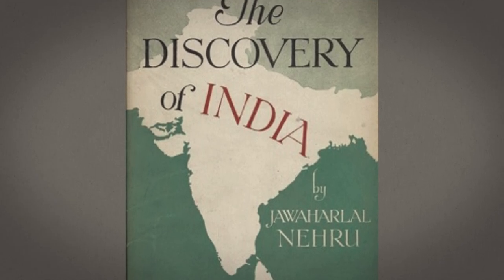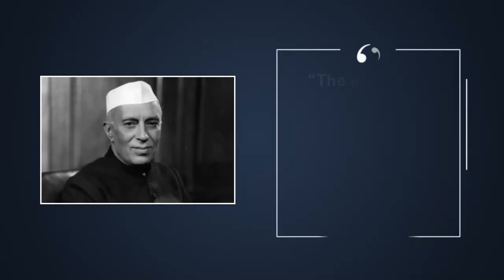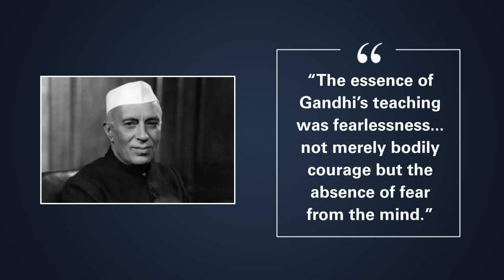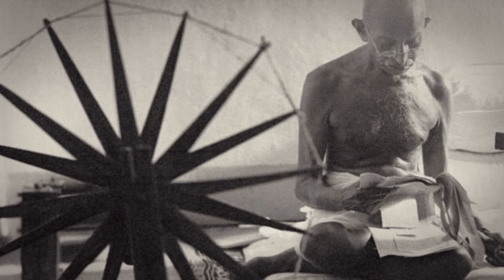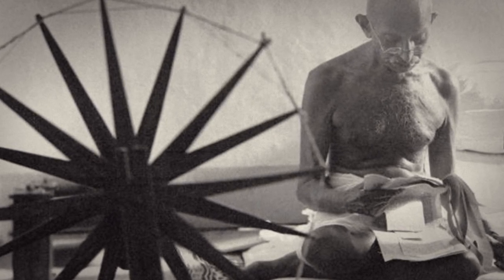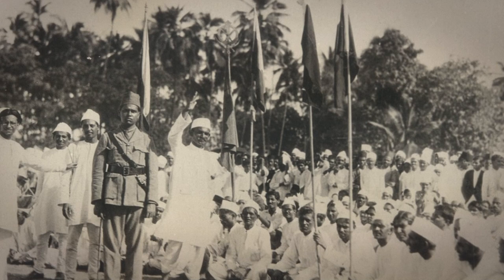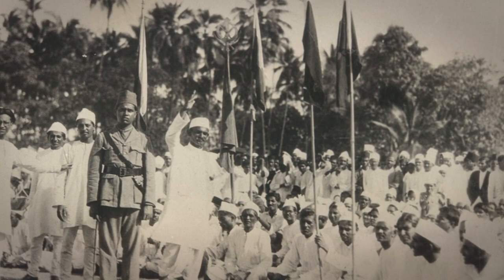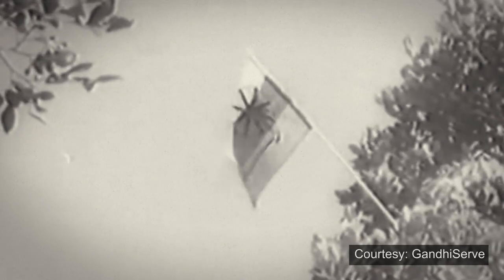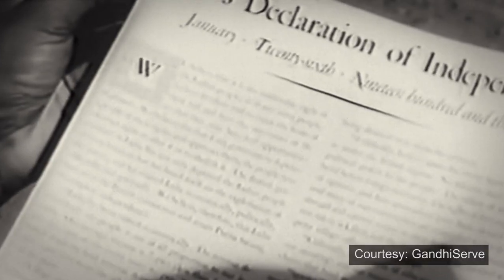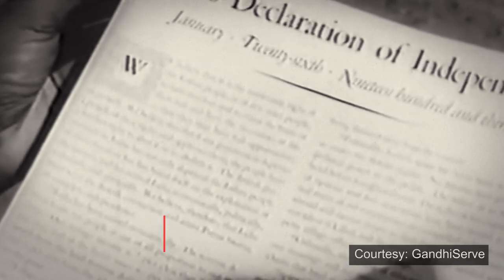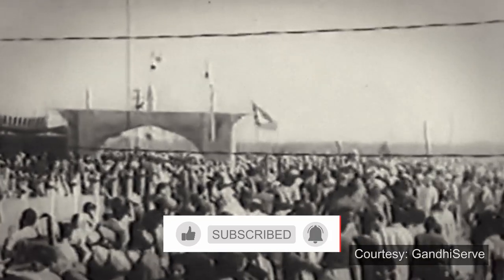As Jawaharlal Nehru would later write in his Discovery of India, the essence of Gandhi's teachings was fearlessness, not merely body courage, but the absence of fear from the mind. In this decade of the 1920s, Gandhi inspired Indians to be the change they wanted. No wonder then that by the end of the decade, it was a resurgent and confident Congress that demanded complete freedom, Purna Swaraj, and unfurled the first version of India's tricolour. It also resolved to celebrate the 26th of January, starting 1930, as the day of India's independence. This was 17 years before she was actually free.